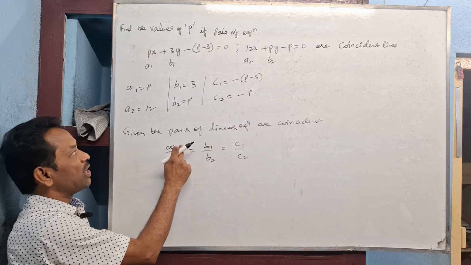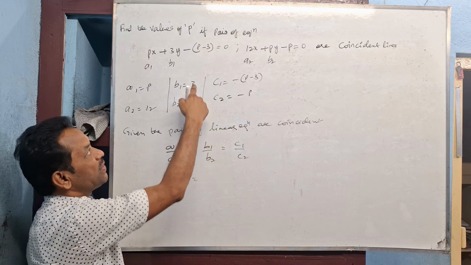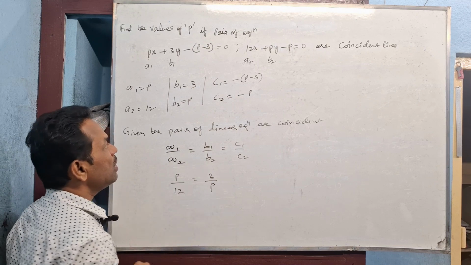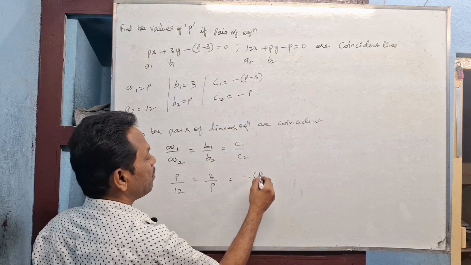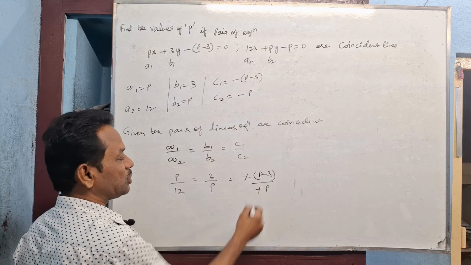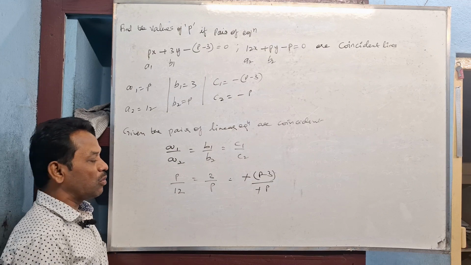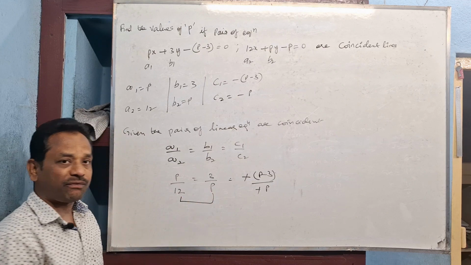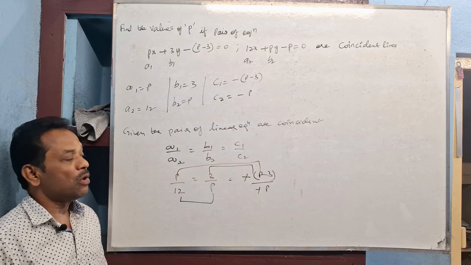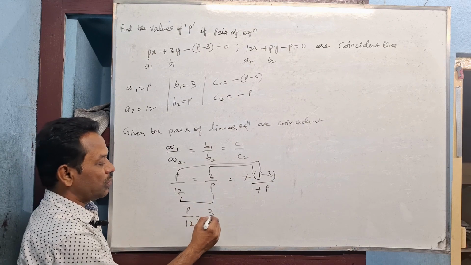Let me put the values. The value of A1 is P, so P by 12 equals B1 by B2, which is 3 by P, equals minus of P minus 3 divided by minus P. Now you can cancel these two. Since we need only the P value, we can equate any two of these fractions. Here I'll take only these two: P by 12 equals 3 by P.